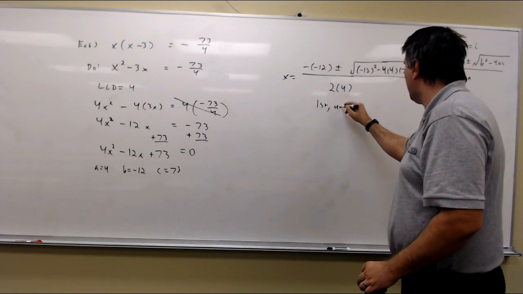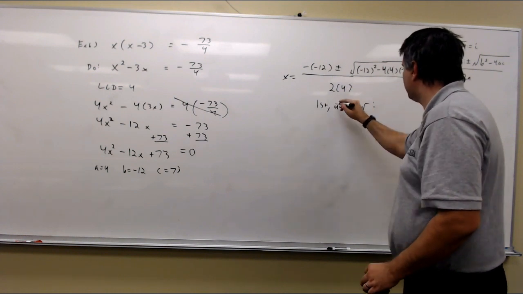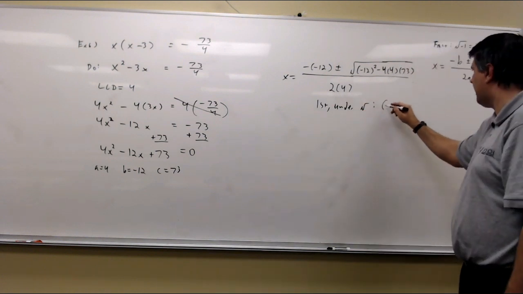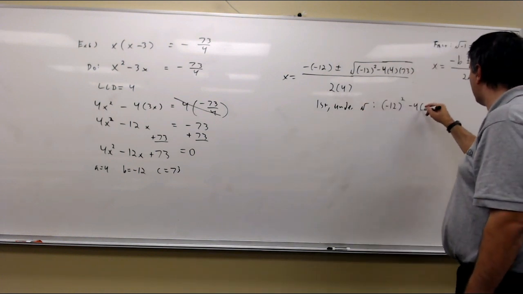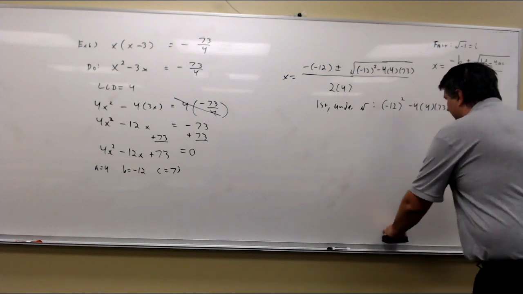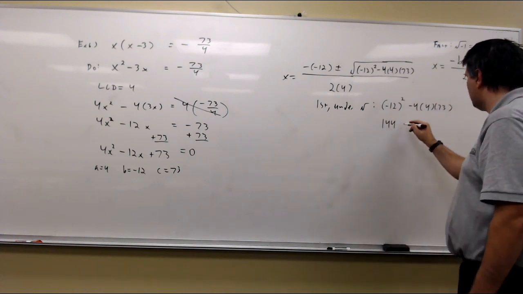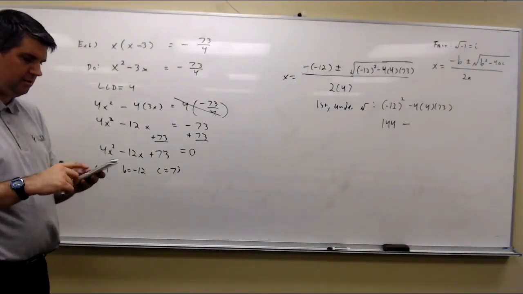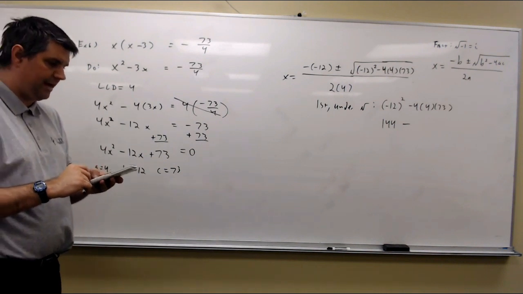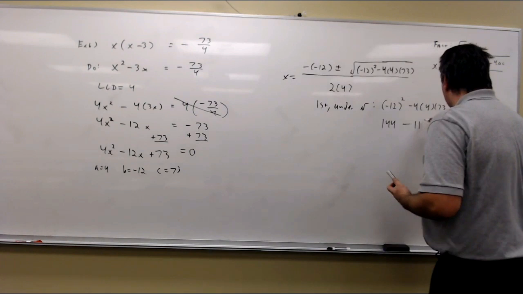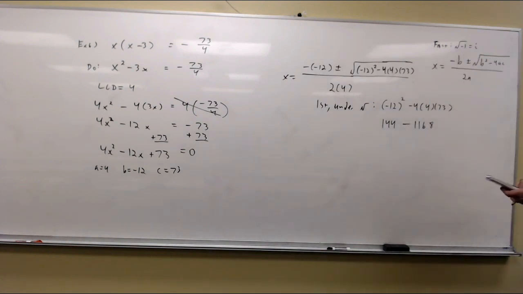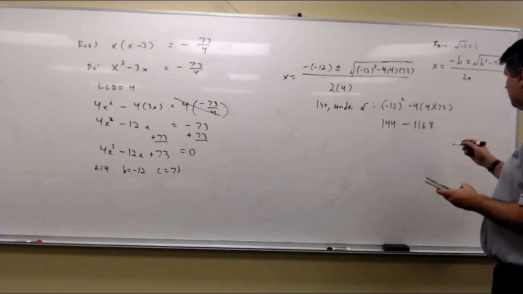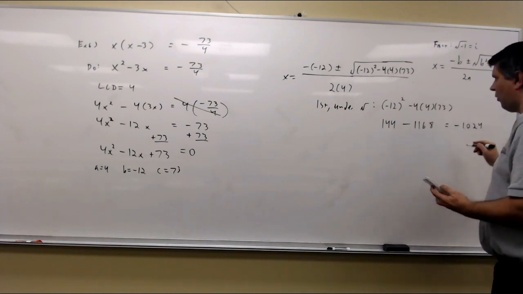First, under the radical. That's the first thing I do. So that's going to be negative 12 squared minus 4 times 4 times 73. So that's 144 minus, because there's only one minus, 16 times 73 is 1,168. Yeah, and then 144 minus that is negative 1,024.